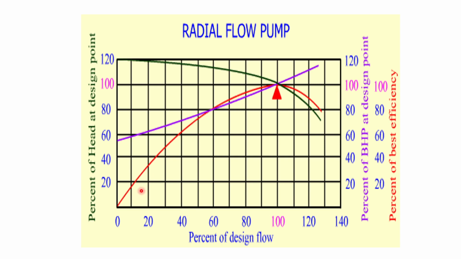If we see in a nutshell the performance curve of a radial flow pump, this is the percentage of the design flow. As the flow increases, the head or the pressure starts dropping. The power taken by the pump goes on increasing. The efficiency of the pump will increase up to the 100% flow. That is the best efficiency. And after that, the efficiency will start dropping very sharply.